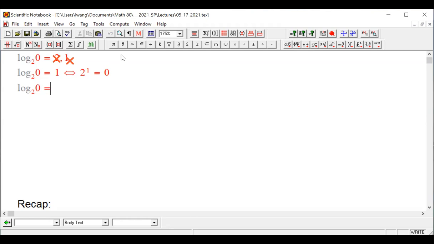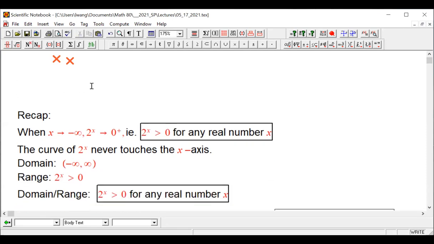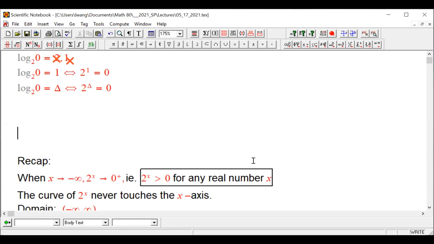But we know if there's such a number, it should make 2 raised to the power of triangle, suppose that number is triangle, equal to 0. Because this is in the place of omega, and omega now is 0. Now the question is, does such a number exist? We just did it in the recap. We said that 2 to the power x is always positive for any real number. 2 to the power of any number is always going to be positive.